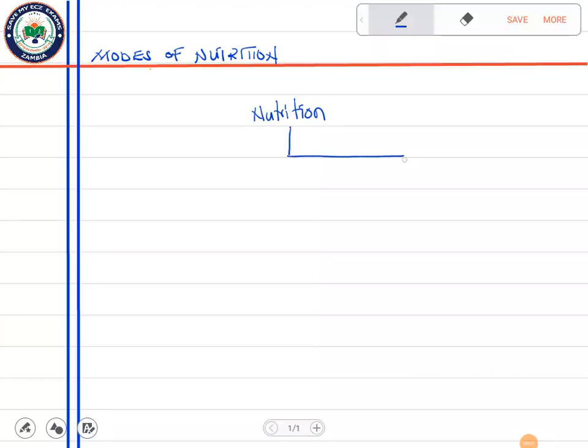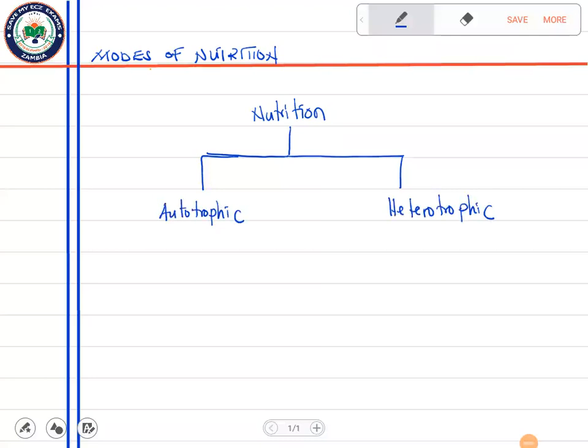Now this nutrition is broken down into two. This is what we call autotrophic nutrition and heterotrophic nutrition. So let me now explain this.